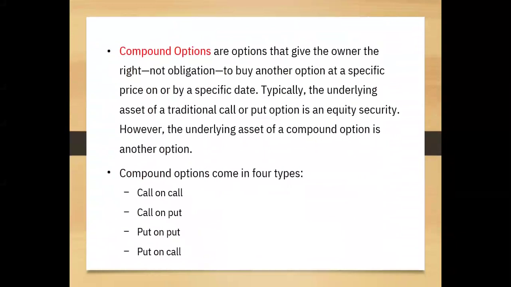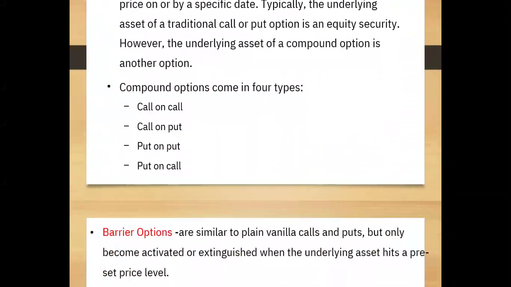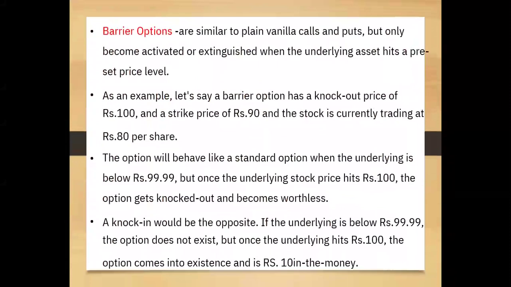And compound options give the owner the right but not the obligation to buy another option at a specific price on a specific day. Typically, the underlying asset of a traditional call or put option is an equity security. However, the underlying asset of a compound option is another option. Compound options come in four types: call on call, put on put, call on put, and put on call.